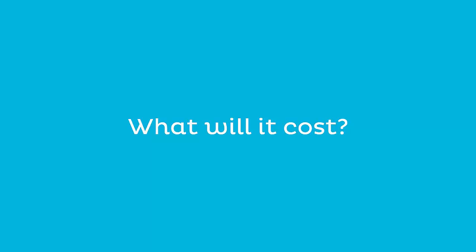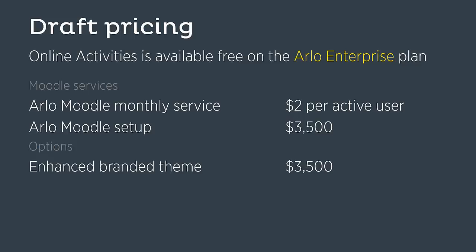So this is the draft pricing, but what we plan to do is launch online activities, the feature itself, onto the Arlo Enterprise plan. So the top plan, that'll be available for anyone who's got Arlo Enterprise. And we'll be selling the Moodle service, the Arlo Moodle service, and that'll be charged at $2 per active user per month.